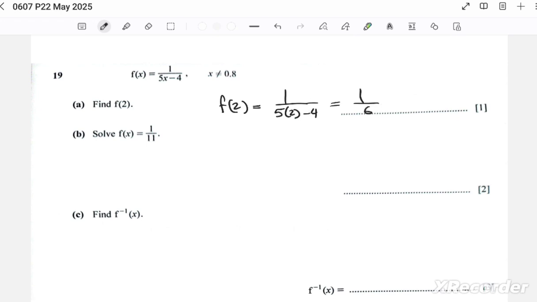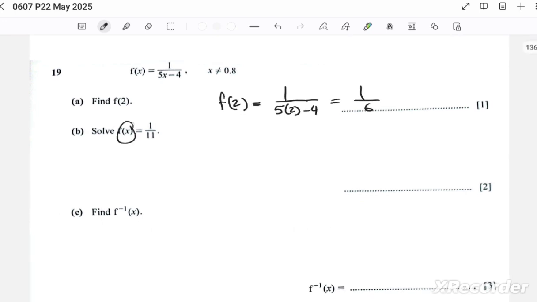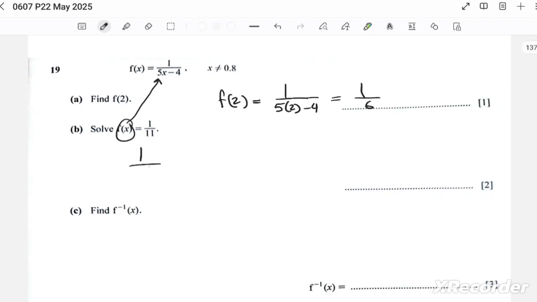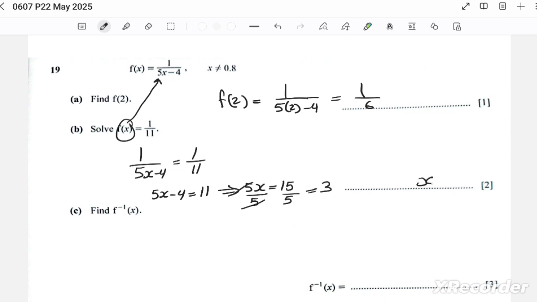Next one, solve f of x equals 1 over 11. So where is f of x? F of x is this part. So 1 over 5x minus 4 equals 1 over 11. So if you make cross multiplication, you may say that 5x minus 4 equals 11. So then you may say that 5x equals 11 plus 4, 15, you can divide by 5 both sides, so x equals 3.